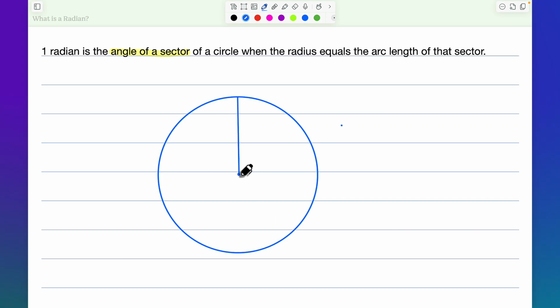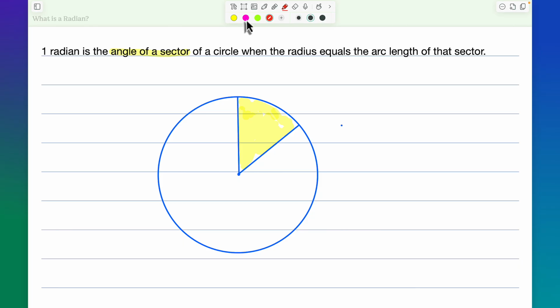Essentially, if you're thinking of a circle as a pizza or cake, a sector is the slice of that circle, of that pizza, of that cake, whatever it is. So this area over here, let's just color it in. I know it's yellow, but that would be the sector of a circle. A sector is basically a piece, a portion of the circle. So it's the angle of a sector of a circle when the radius equals the arc length of that circle.